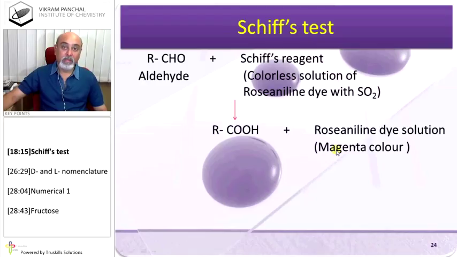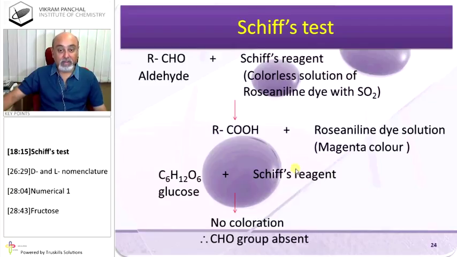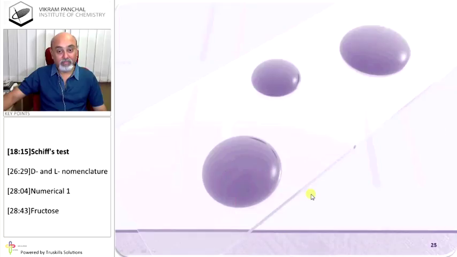That means take aldehyde, add Schiff reagent, shake well, and if you get magenta color in the solution, this confirms the presence of the CHO group. Well, glucose contains a CHO group as we confirmed earlier, but glucose does not react with Schiff reagent, and there is no coloration, and it suggests that there is no CHO group in glucose.